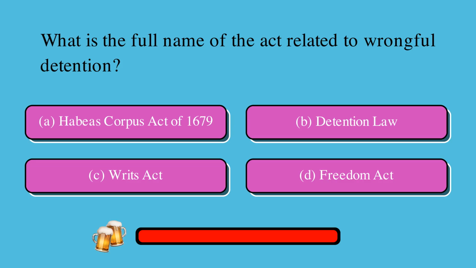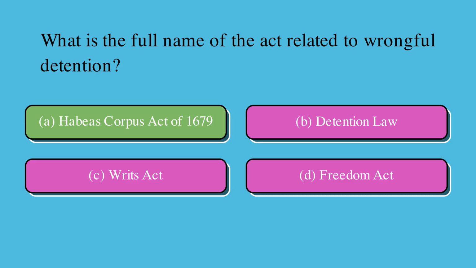What is the full name of the act related to wrongful detention? Is it A. Habeas Corpus Act of 1679, B. Detention Law, C. Writs Act, or D. Freedom Act? The correct answer is A. Habeas Corpus Act of 1679.